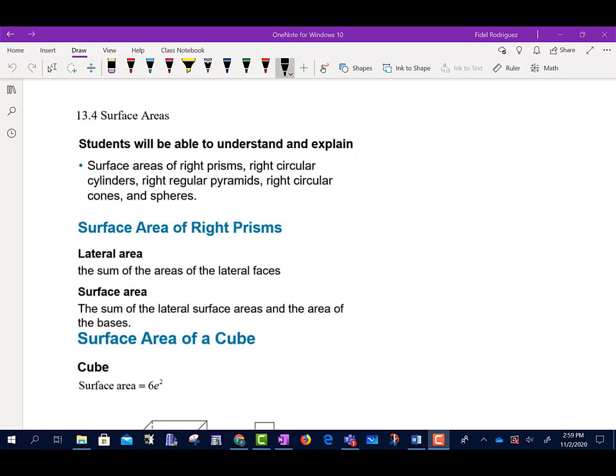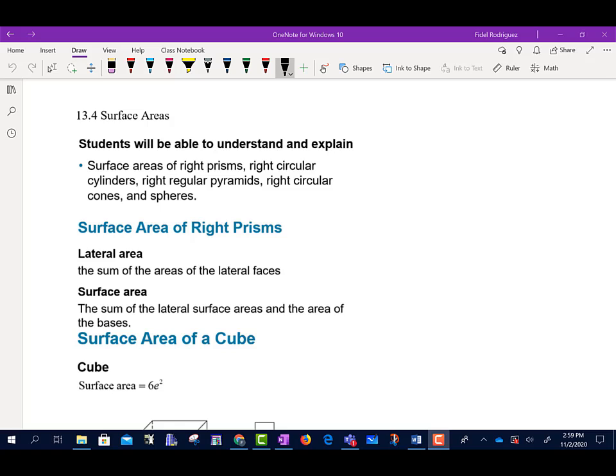Section 13.4 talks about surface areas. It says students will be able to understand and explain surface areas of right prisms, right circular cylinders, right rectangular pyramids, right circular cones, and spheres. So we're going to talk about surface area of right prisms.